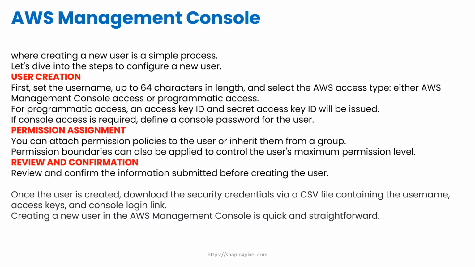You can attach permission policies to the user or inherit them from a group. Permission boundaries can also be applied to control the user's maximum permission level. Review and confirm the information submitted before creating the user. Once the user is created, download the security credentials via a CSV file containing the username, access keys, and console login link. Creating a new user in the AWS Management Console is quick and straightforward.